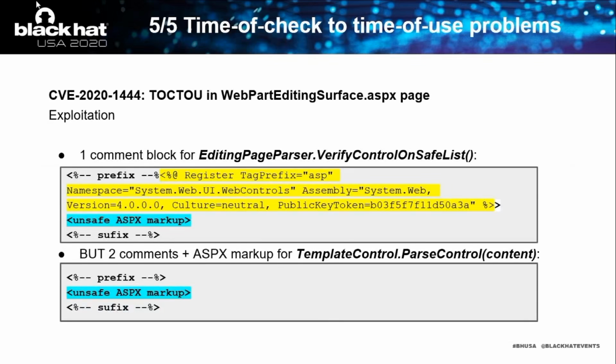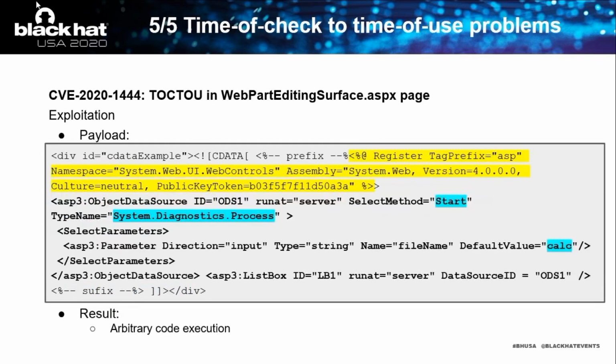Let's consider the next content. For VerifyControlOnSafeList, it is just one server-side comment block, so it will pass validation. But SharePoint removes the yellow substring, and ParseControl will see two comments and some markup. Note, ParseControl has only one argument, so the page filter will be ignored. Time for our payload. We can notice here our unsafe ObjectDataSource control and calculator. Of course, in all our examples, we could change this command to a more interesting one and compromise the SharePoint server, but it would be another story.